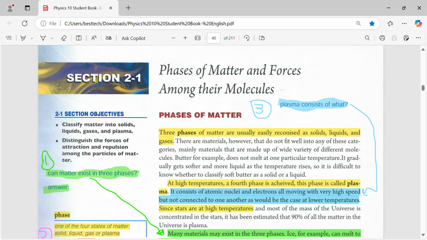Before we study a new chapter, we are in chapter 2, section 1. Chapter 1 was just the introduction to physics. We studied the important points and finished all of chapter 1. Now chapter 2, section 1, a new chapter: phases of matter and force among the molecules.